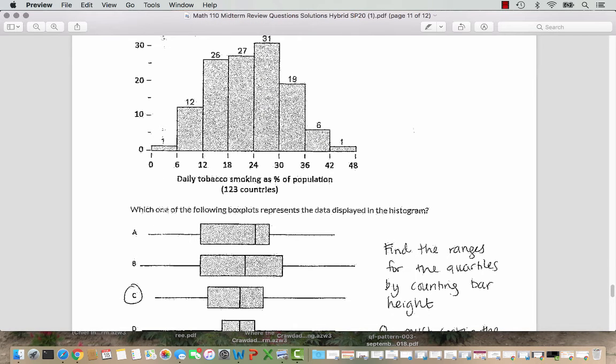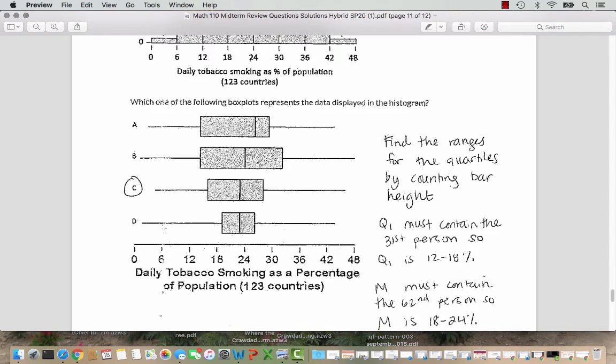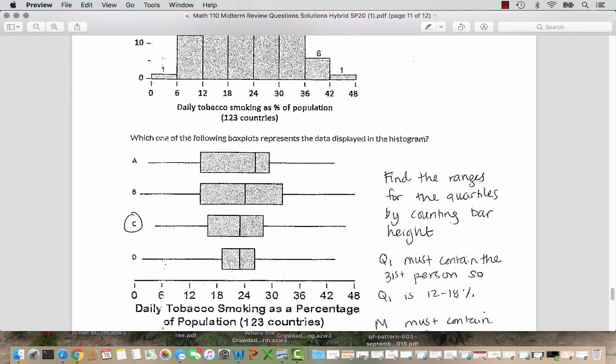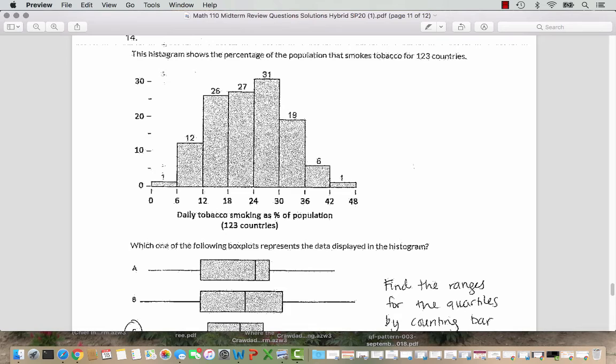31st person. So if you add up until we get to 31, a 1 plus a 12 is not quite there, so then we add 26. So then we're in that 12 to 18% column. So quartile 1 is got to be in the 12 to 18% column. The median must contain the 62nd person. So if we add up and get to the 62nd person, we see the median must be in the 18 to 24%. And this is counting the daily tobacco smokers as a percent of the population.